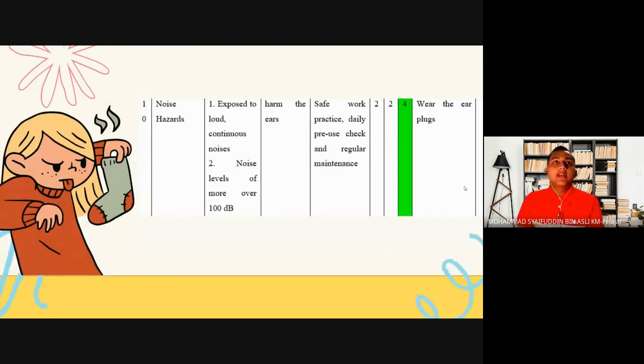And last is the noise hazard. The hazard is exposure to loud and continuous noise, with a noise level of more than 100 dB. The effect is harm to the ears. The existing risk control is safe work practice, daily pre-use check and regular maintenance. Likelihood 2, severity 2, and risk 4. For the recommended control measure, wear earplugs.